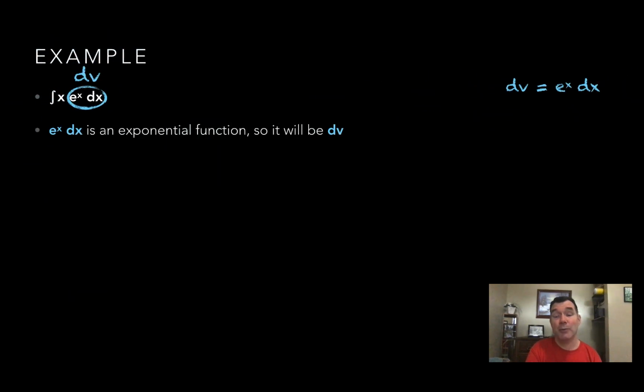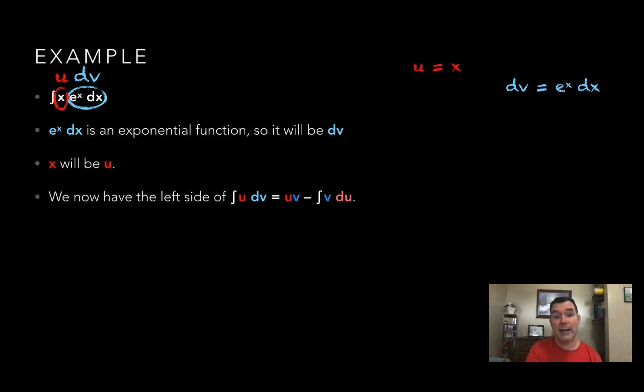All right, so let's look at an example. So I have the integral of x times e to the x. And so remember, I'm looking for which one of those to call u and which one of those to call dv. Well, I see an exponential there, it's e to the x, so that will be my dv, meaning that the other part, which is x, is going to be my u.